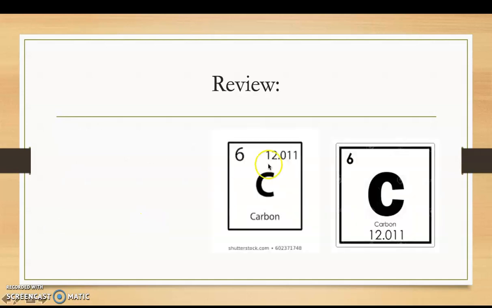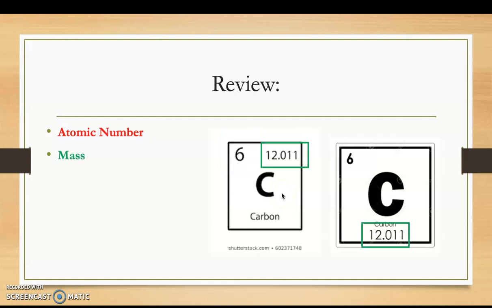Last little bit of review here. When we're looking at the periodic table, we might see boxes like these. The atomic number, so for carbon, the atomic number is 6. It's located up in that upper left corner. It's possible that it will be located somewhere else on the box, but just be aware that that's what we call the atomic number.